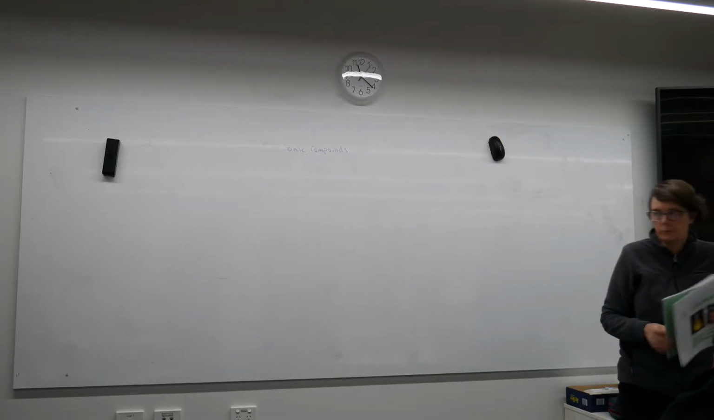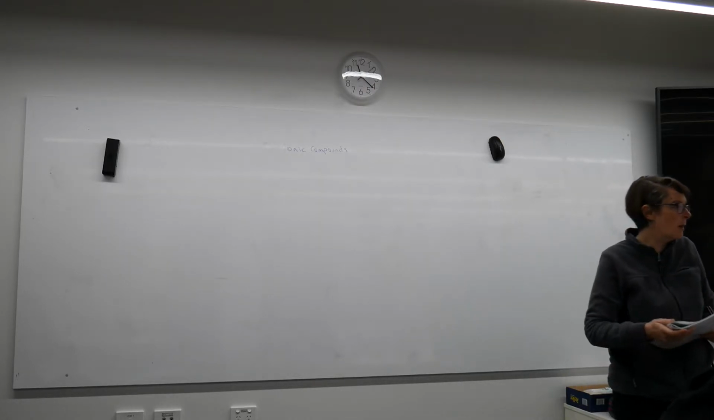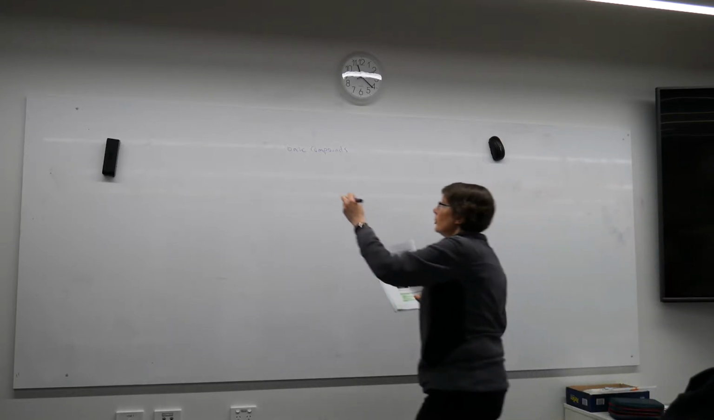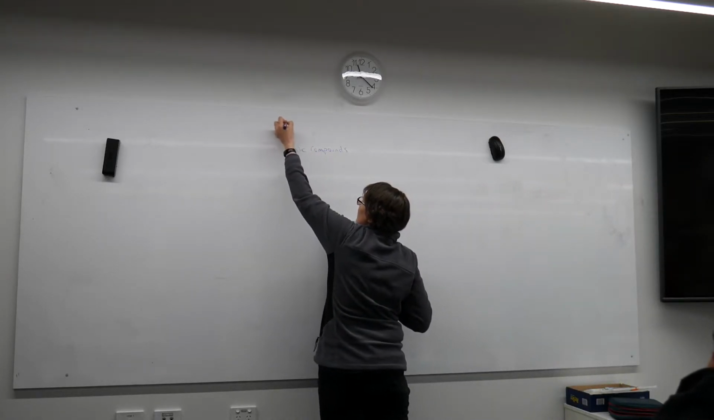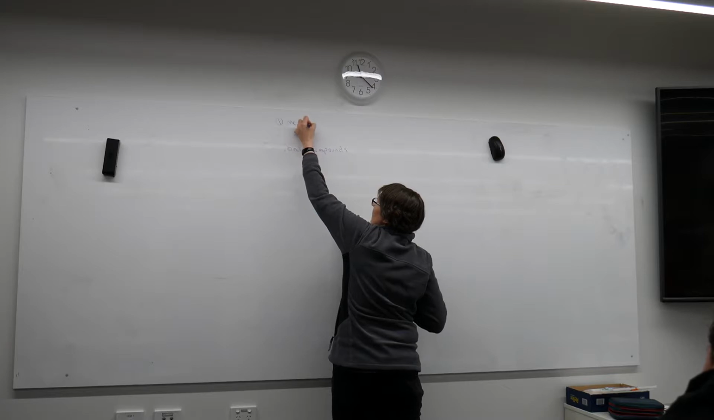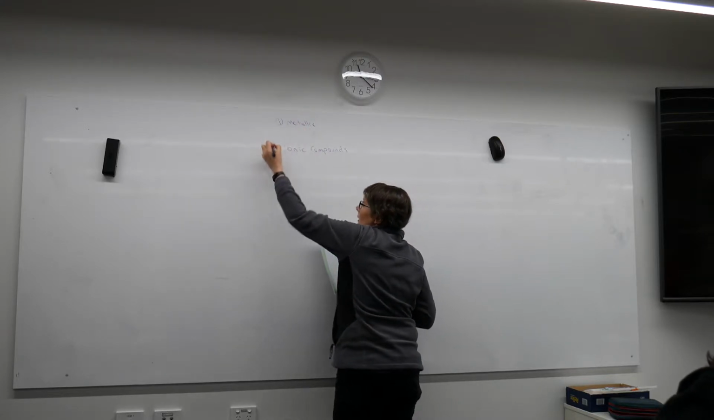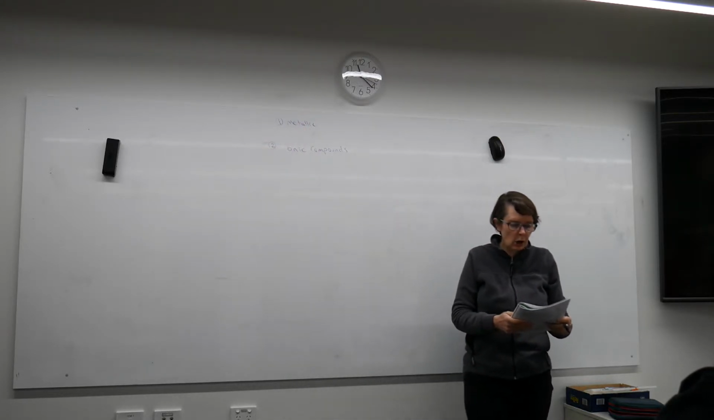Now, this is our second type of bonding. Our first kind of bonding was metallic. And our second kind of bonding is ionic bonding.